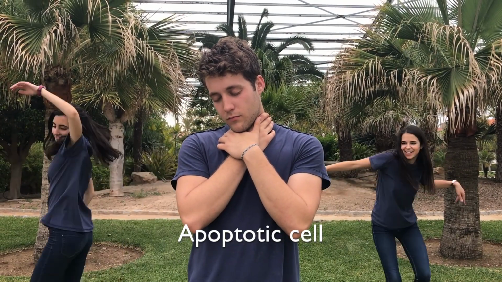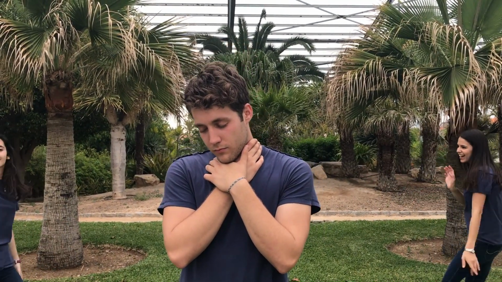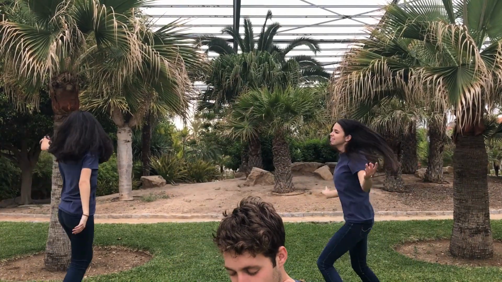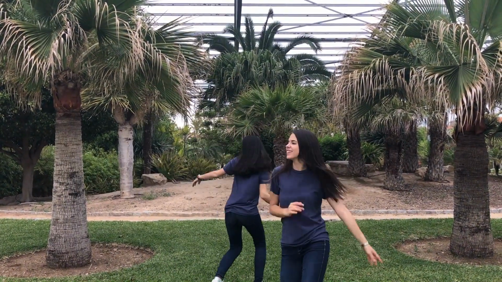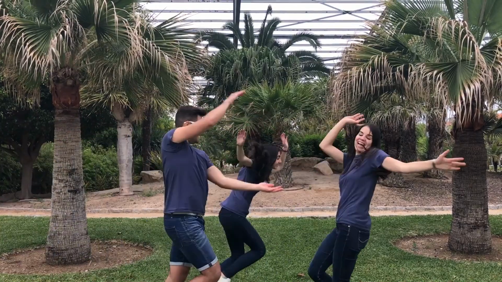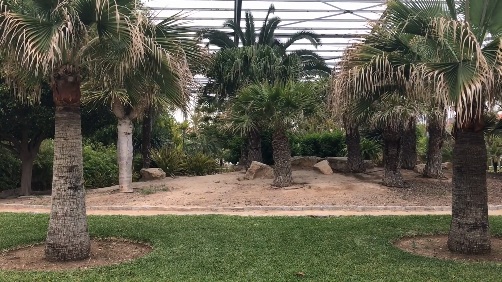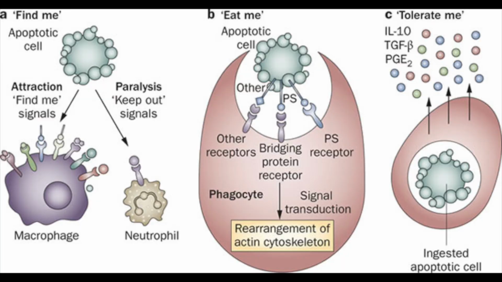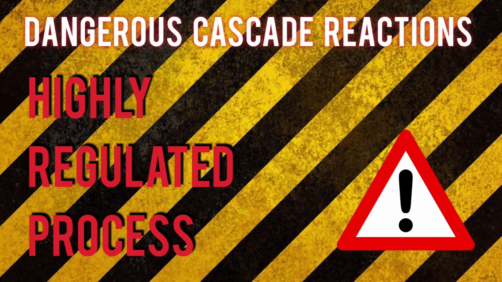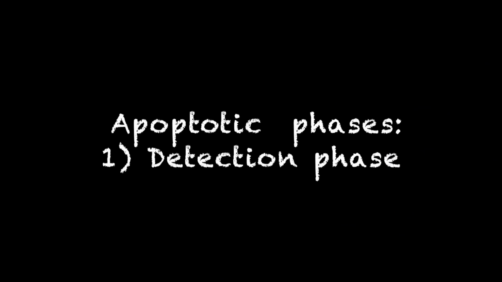cell into smaller fragments called apoptotic bodies, which can be rapidly engulfed and digested by phagocytic cells. These prevent the contents of the cell from spilling out onto neighboring cells and causing them damage. Because of the cascade reactions it contains, it cannot stop once it has begun, so it is a highly regulated process. Now we are going to talk about apoptotic phases.